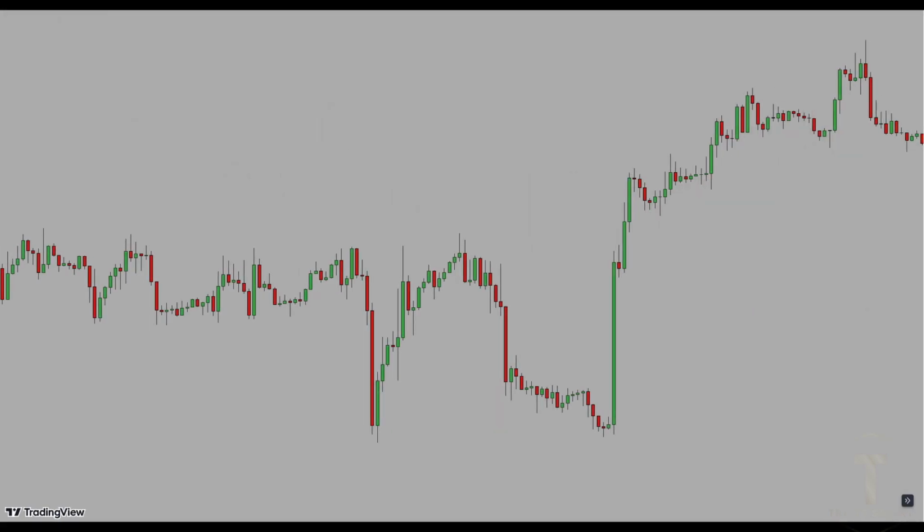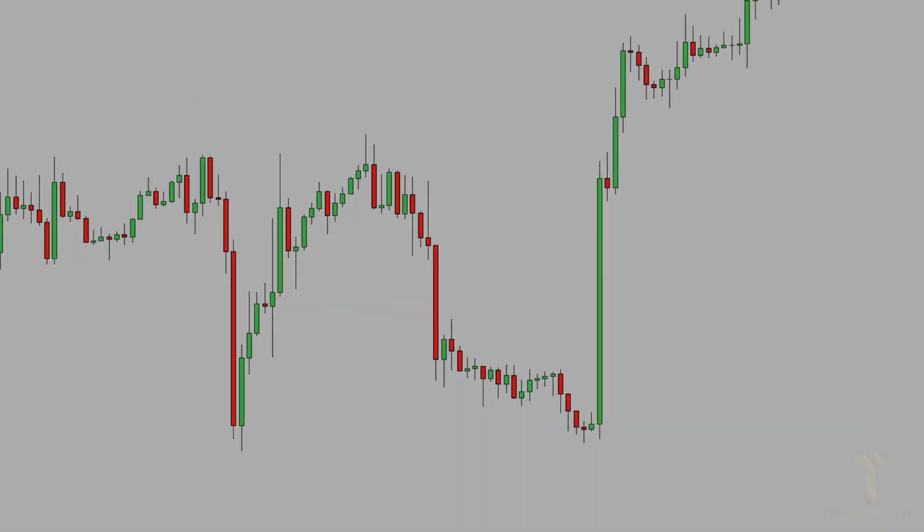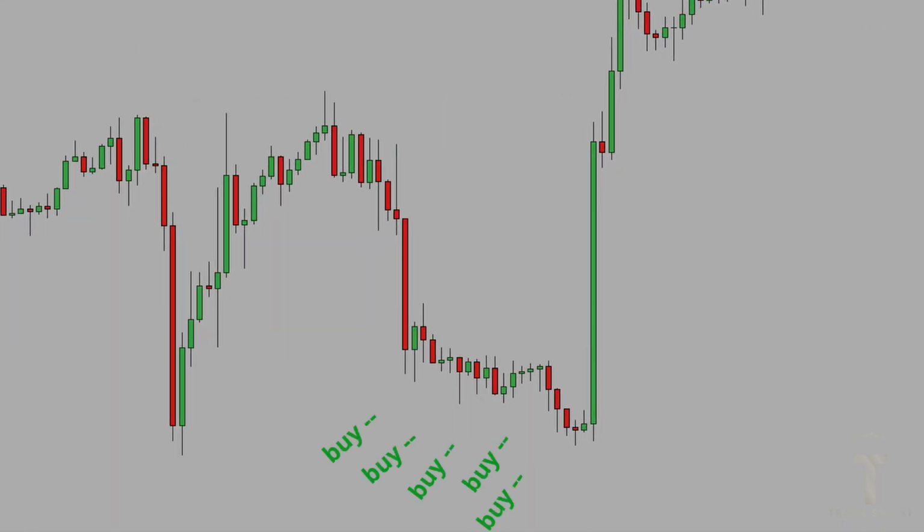In this case, we'll be looking at the hammer candlestick. As you can see, there are numerous hammer candlesticks in this area. Now, imagine if you were buying randomly at every hammer pattern, and setting the stop loss just below. Even if you caught this bullish move afterward, your stop losses or scratches wouldn't let you enjoy the profits.